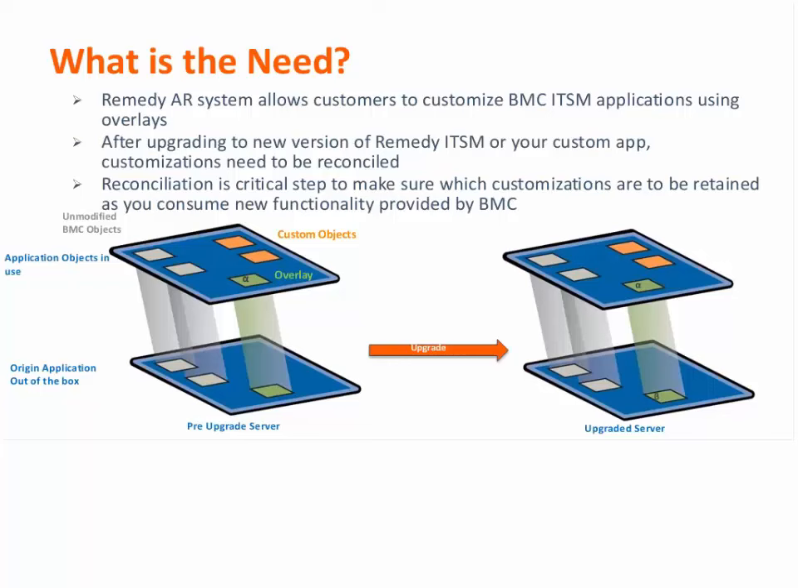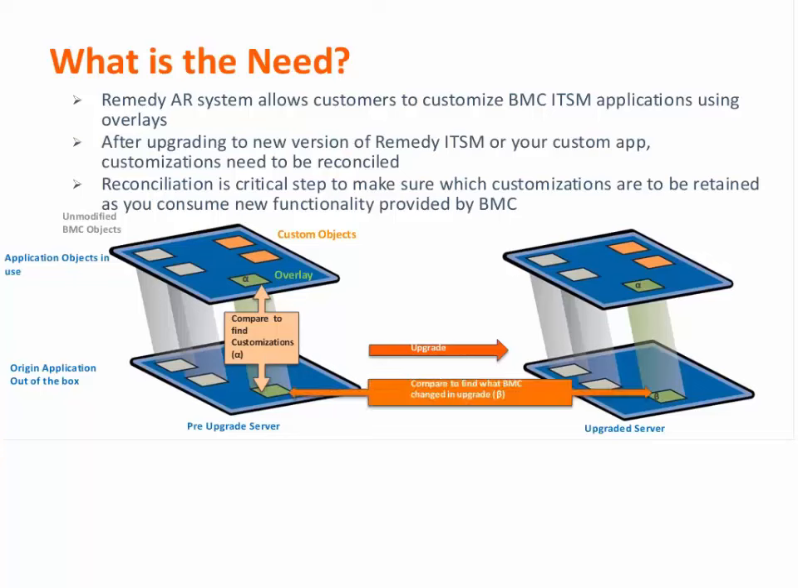But at the same time, during the upgrade, BMC has changed the base of that object and put some change there in order to introduce a feature or to fix a bug. Now that change is not present in your overlay, and what you need to do is compare your overlay with the old or pre-upgrade definition to find out what you have changed, and then compare the old definition and the new definition to find out what BMC has changed during the upgrade.